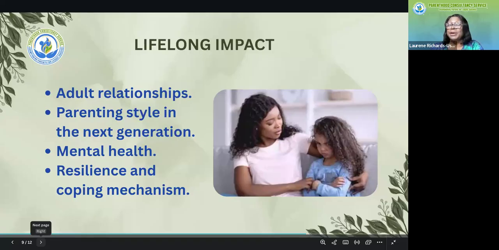I've worked with parents for over 30 something years, going on 40 years, and I'm telling you, I watch these behaviors. The lifelong impact is also the resilience and coping mechanism. So, parents, you want to create this attachment that brings security.